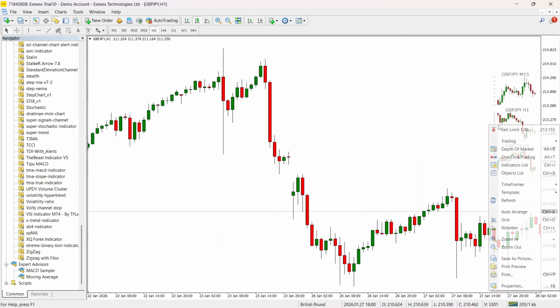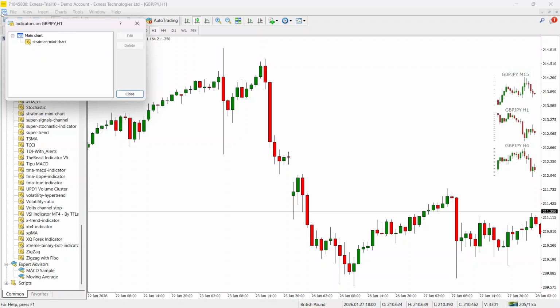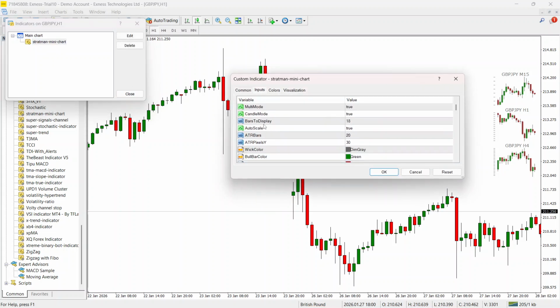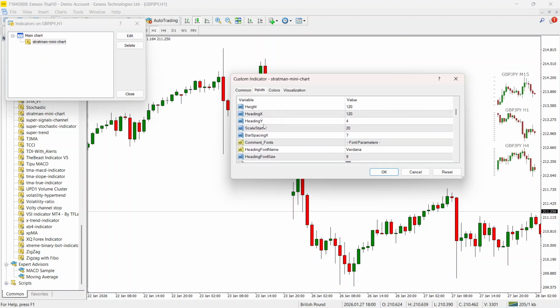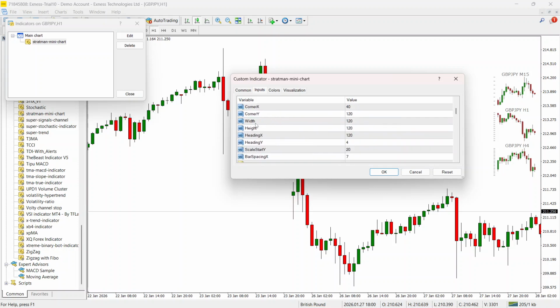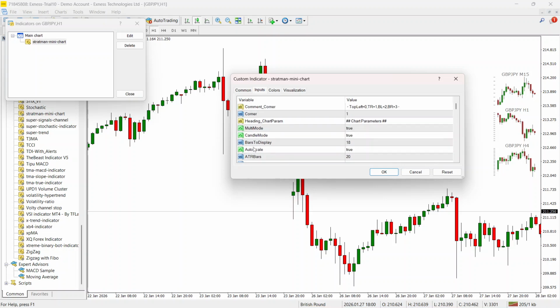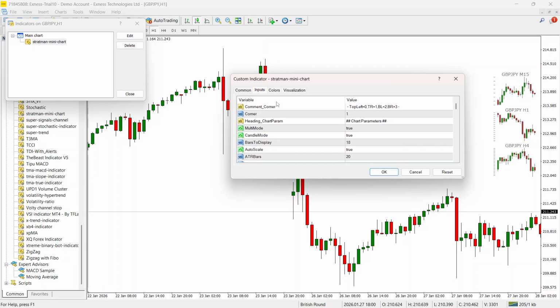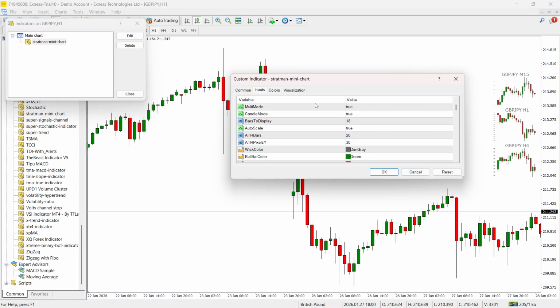Now let's move over to settings. To come over to the settings, we have the location of the chart, the height and width, the bars to display, and the time frame. We also have the colors.